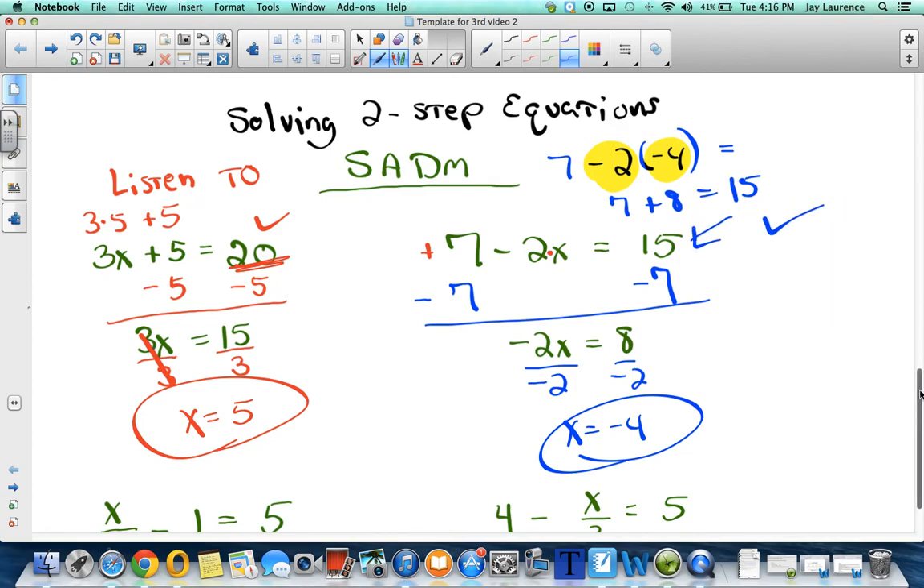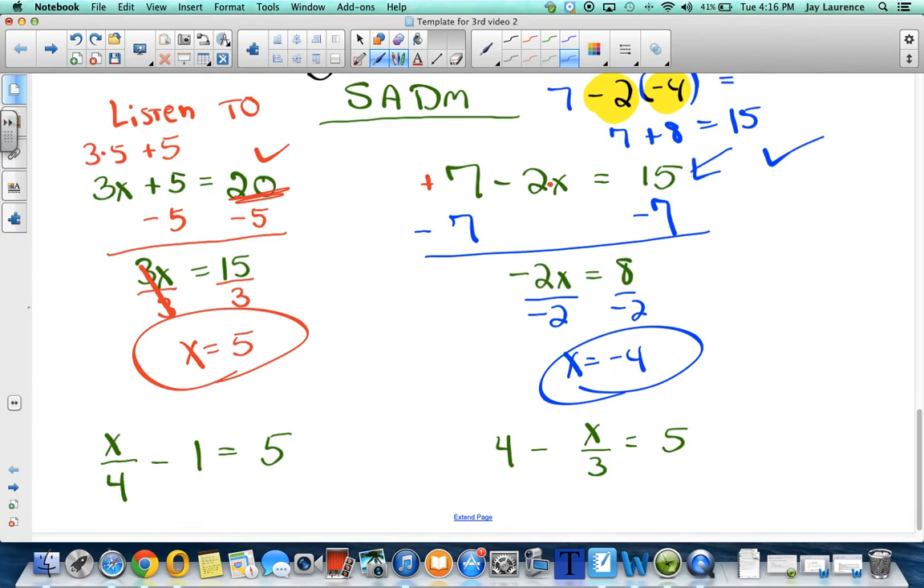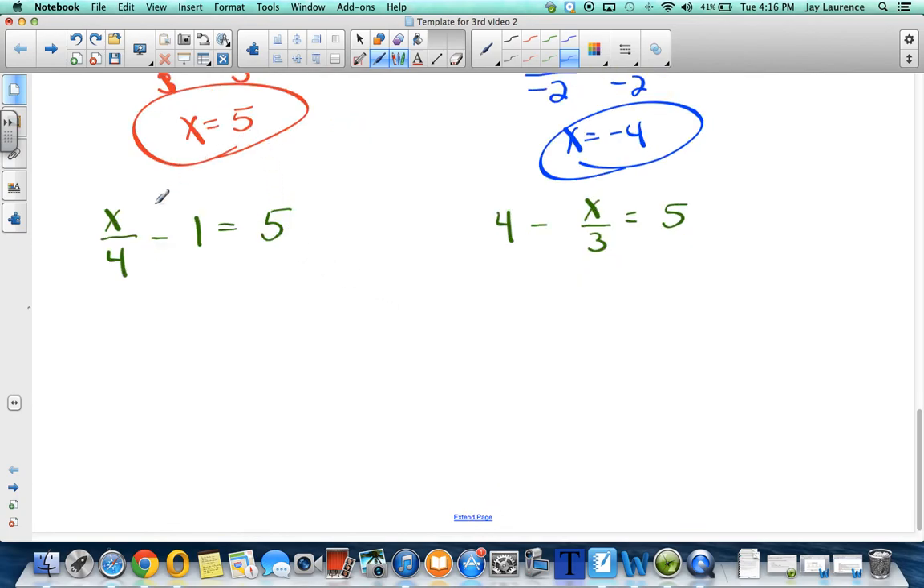All right, 2 more examples, and we'll call it quits on this video. All right, here I have a 4 attached by division, right? A fraction bar means division. I hope you realize that. And a 1 attached by subtraction. Well, according to SADMEP, I will undo subtraction before I undo division. So how do I undo subtraction? I use the inverse operation.